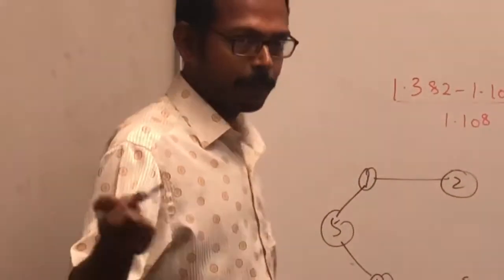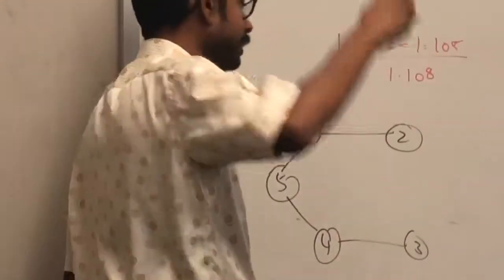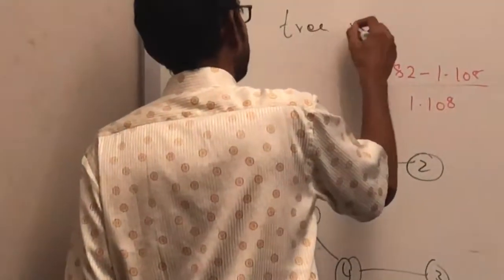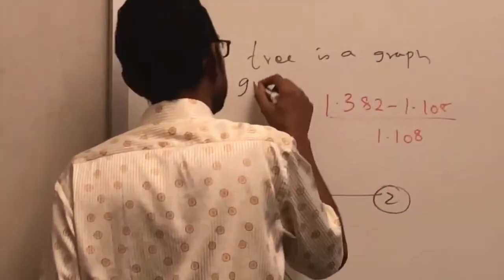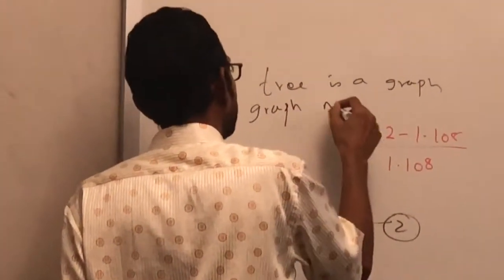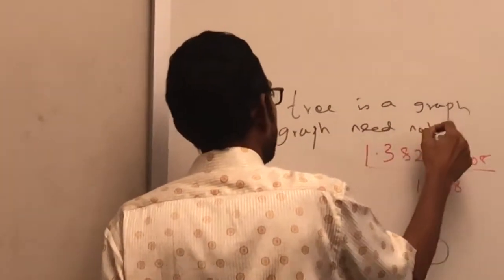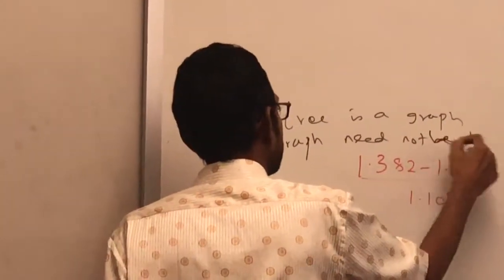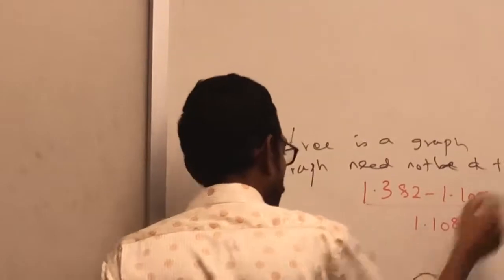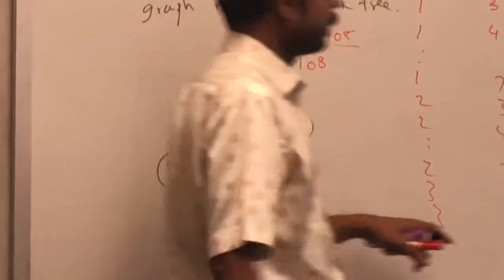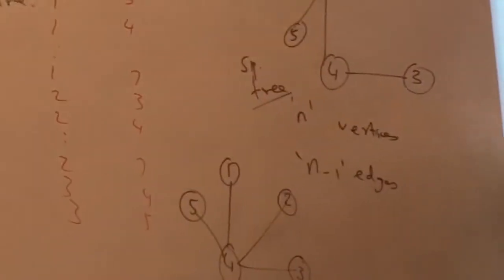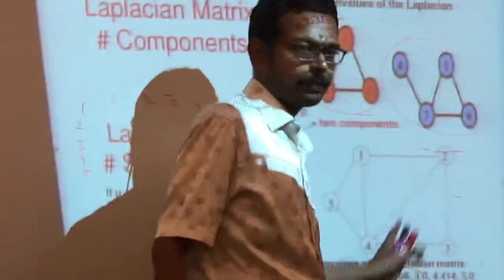So a graph is a tree, okay? Or a tree is a graph. A tree is a graph. The opposite need not be true, it depends whether the graph has a cycle or not. So here this is a tree and it's also a graph. But this is a graph, but it's not a tree because it has cycles.